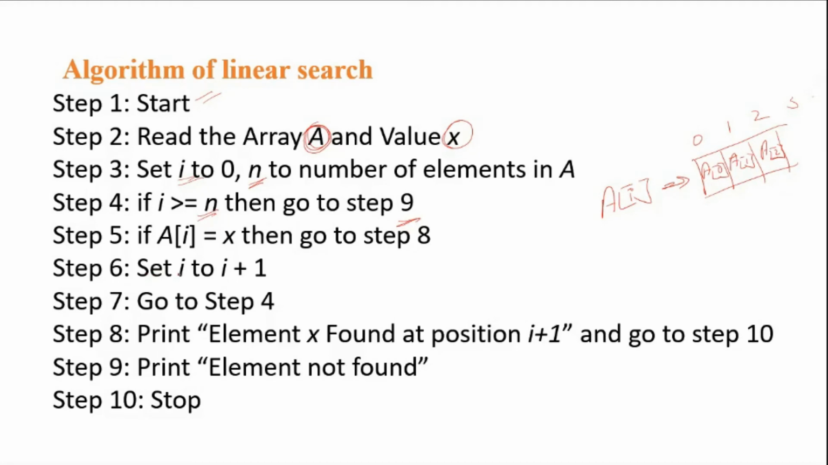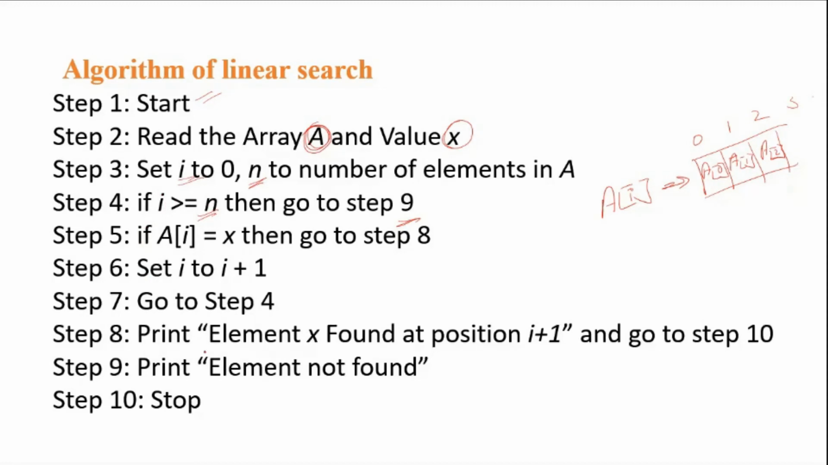Then set I equal to I plus 1. So we increase the step, the value I is incremented by 1. That is, we move to the next position in the array. Then again we go to step 4. Then we check whether I is greater than or equal to n. Then go to step 9.